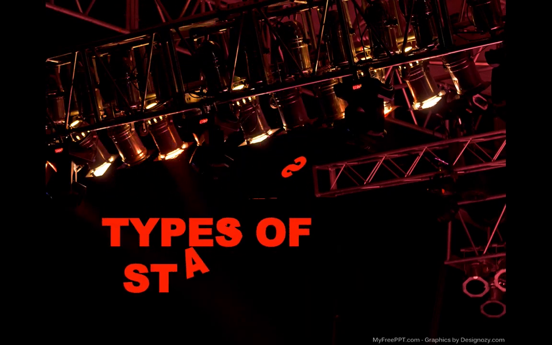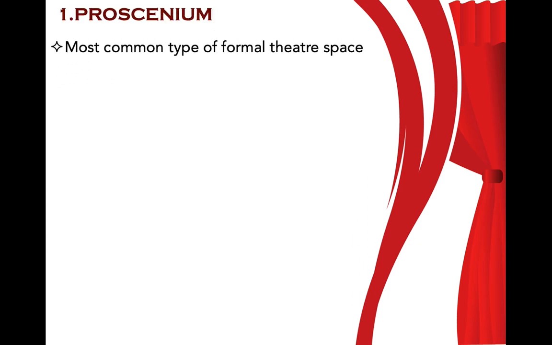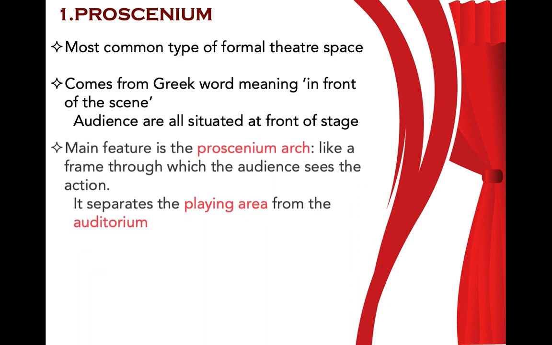So we're going straight into the types of stages. These would be the types of formal theater spaces. First of all, the most popular one is proscenium. It comes from the Greek word meaning in front of the scene. So the audience are all situated in front of the stage. You'll see it in a picture in the next slide.